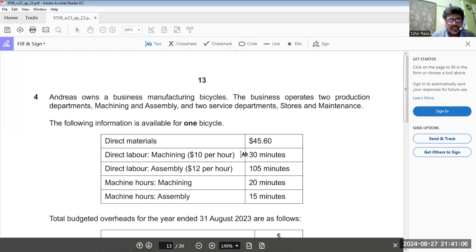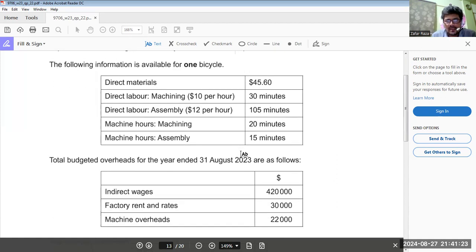Andreas owns a business manufacturing bicycles. The business operates 2 production departments, machining and assembly, and 2 service departments, stores and maintenance. Following information is available for 1 bicycle. Okay, direct material, direct labor in machining department, direct labor in assembly department, machine hours in machining department, and machine hours in assembly department. Okay.